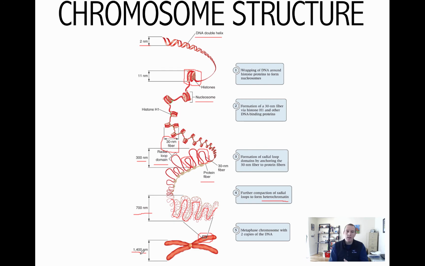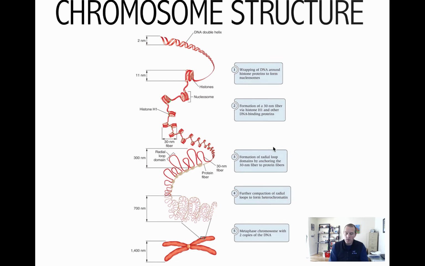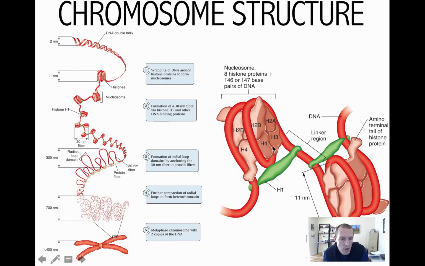So let's take a look at the nucleosomes in a little more detail. They're probably the most important level that we can look at in detail. So here, this would be a double helix of DNA. A little hard to see with the red pen, but that's the double helix of DNA being wrapped around these nucleosomes.